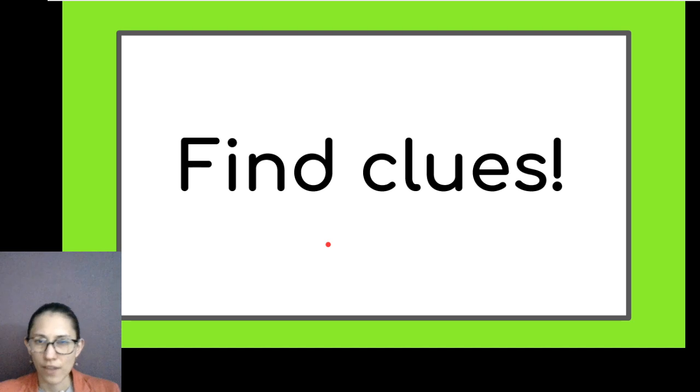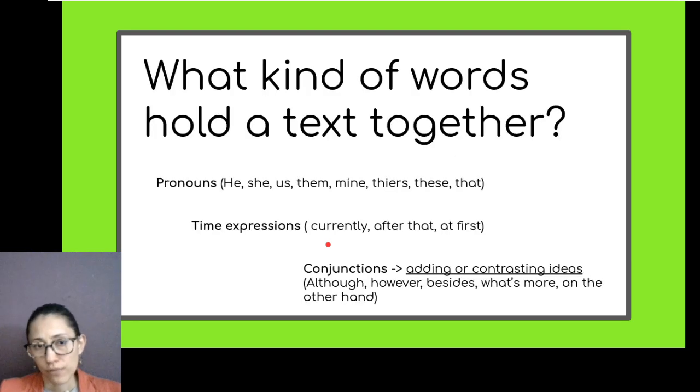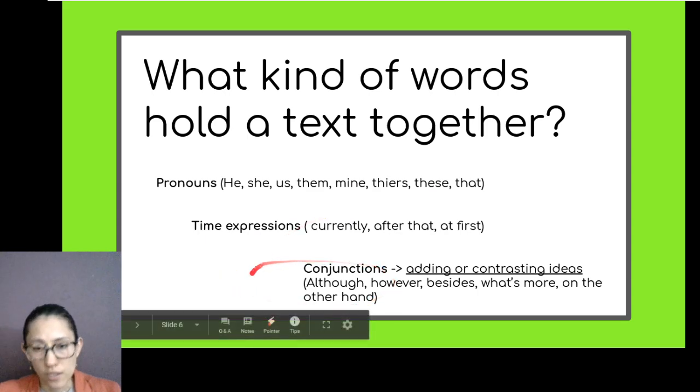Anyway, in this kind of exercise, instead of a picture or an image, what you have is a text. And you need to ask yourself, what kind of words hold that text together? Because exactly those words are the ones that are the shapes and colors of your pieces. I'm talking about pronouns such as he, she, us, them, mine, theirs, this, and that. Time expressions such as currently, after that, at first. Conjunctions, which are those words that help us add more information or contrast information, such as although, however, besides, what's more, on the other hand.